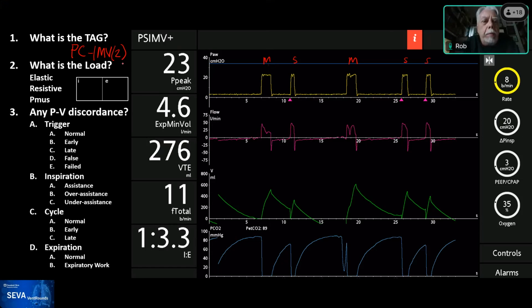But if the spontaneous breaths increase the minute ventilation above that target, then you won't get any mandatory breaths. The rationale behind that is that it avoids a situation where you have rapid, shallow, spontaneous breathing suppressing all the mandatory breaths, and you hypoventilate.